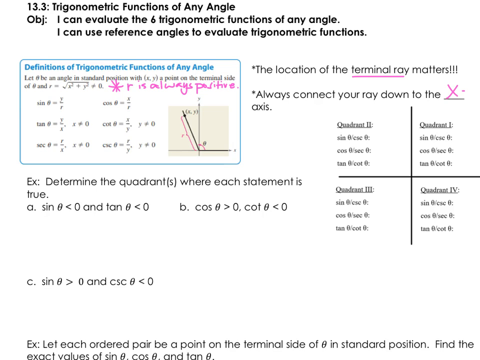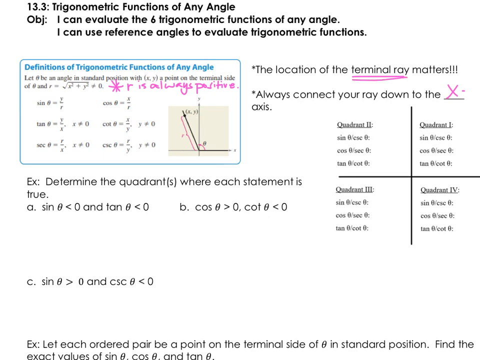As we move into the last two lessons of Chapter 13, we're really going to focus on the 6 trig terms in any of the 4 quadrants. Here's Lesson 13.3, trig functions of any angle. As we create an angle, it could rotate into quadrant 1, 2, 3, or 4.